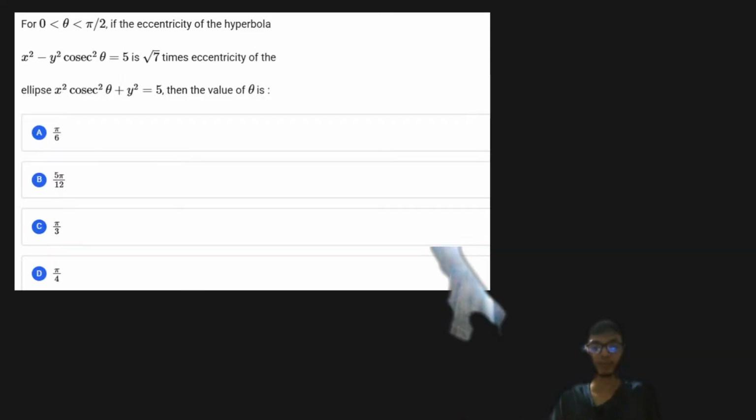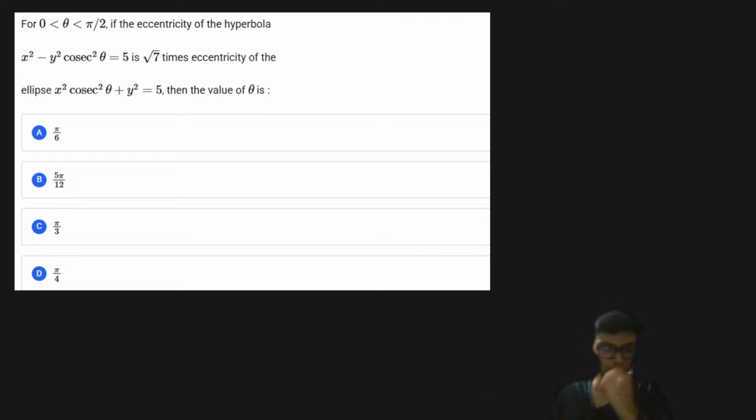Now I have one more question for you as a homework problem. This is a very interesting problem which involves the trigonometric identities as well as the basics of the hyperbola eccentricity part. If you try to solve this question, you have to basically find a trigonometric equation. From that particular trigonometric equation, you are going to find the value of theta.